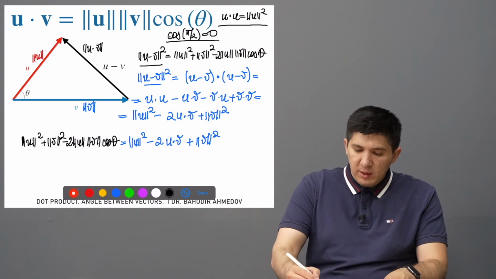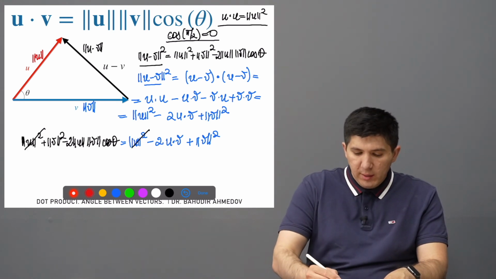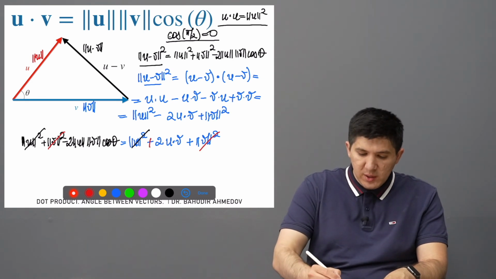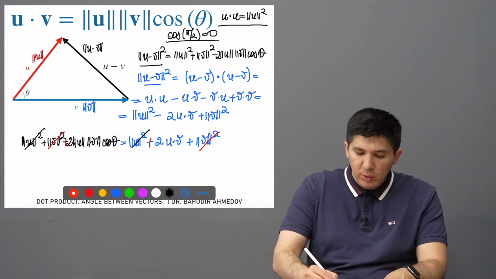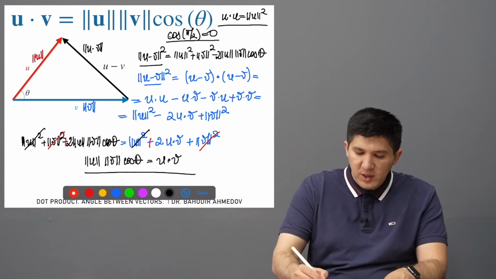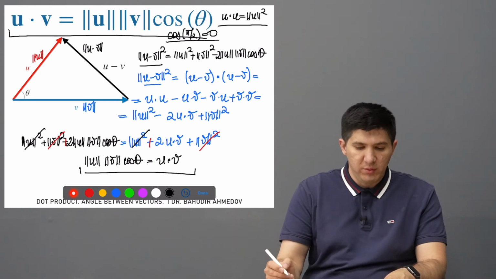Well, I can see here that this term and this term are going to be cancelled out, and this term and this term are going to be cancelled out. This minus with this minus are going to be cancelled out, and what is left is essentially the norm of u, the norm of v, times the cosine of theta is equal to u dot v, which is the same equation which we wanted to prove.